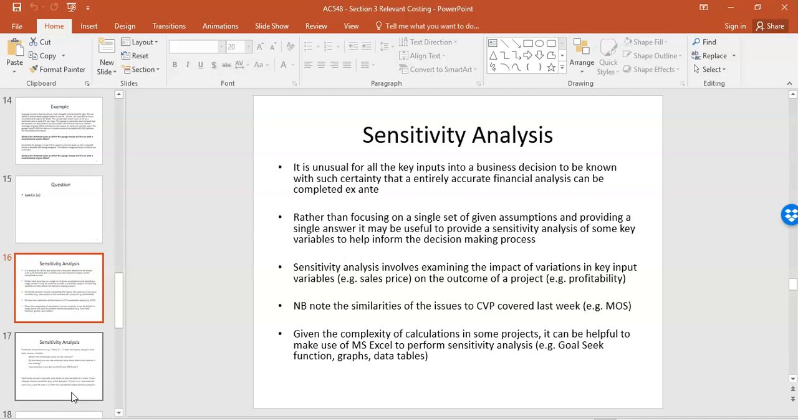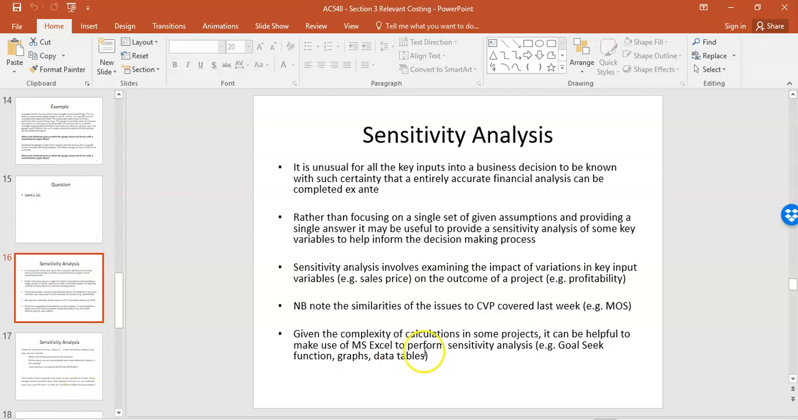Now again, we would have looked at last week in terms of margin of safety in CVP. Margin of safety is sensitivity analysis on the volume. By how much can the volume fall before the company is at break even. Right? So what we're looking at here is individual variables, and we're saying how sensitive is our result to the sales price, the material cost, the labor cost.